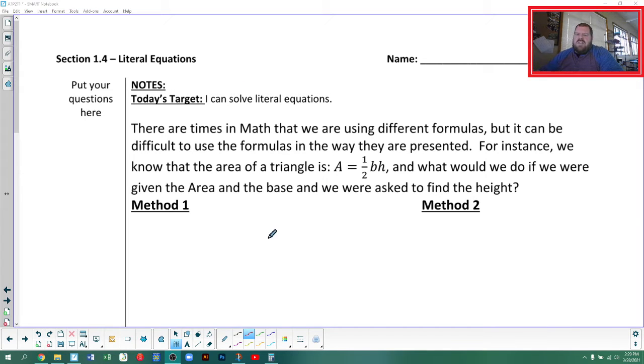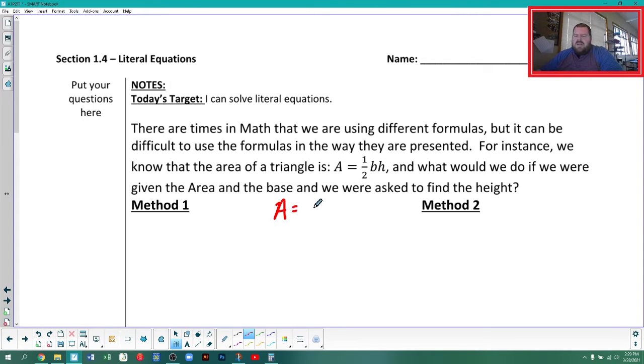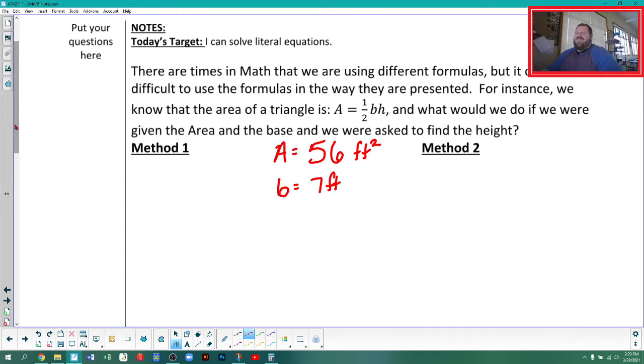So let's say that I have a triangle whose area is, I'm going to make up numbers so it could be ugly. Bear with it and we'll get through it. The area is, well, for this example, we'll go kind of easy. We have 56 square feet, and we know that the base is 7 feet. I don't know if that's going to work out too nice or not. I know it should, but what if it doesn't?